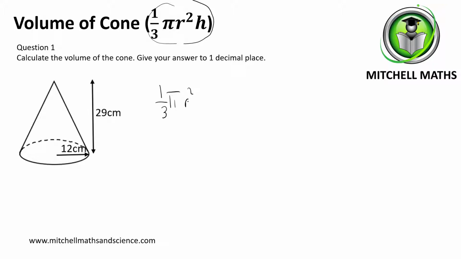So if we look at the formula, a third pi r squared, r stands for the radius. At the bottom of the cone, the radius of the circle is 12. We've also got h, which stands for the height, given as 29 centimetres. It's just a case of plugging the numbers into the formula, so it'll be a third times pi times 12 squared times 29.